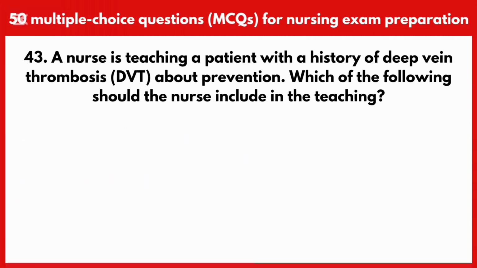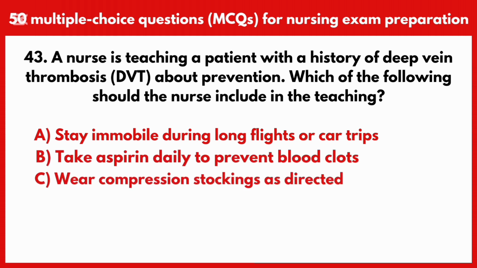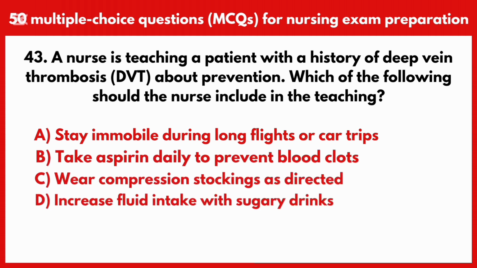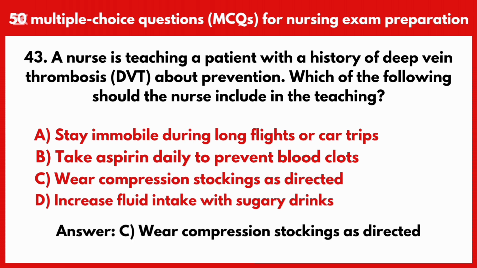A nurse is teaching a patient with a history of deep vein thrombosis about prevention. Which of the following should the nurse include in the teaching? Correct answer is option C.